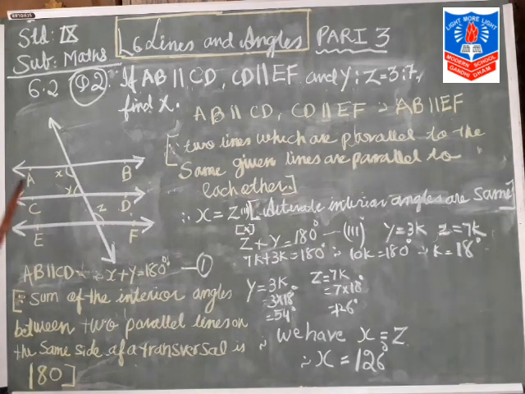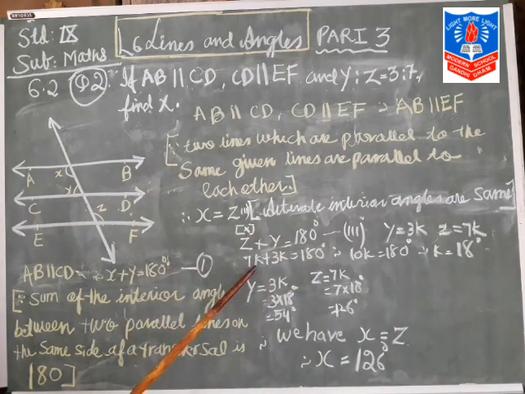So now we will write the first statement, x plus y. Instead of x, we will write z. Here again I will repeat. First statement, what is given? x plus y equals 180. And here we are writing x equals z. Instead of x, I will write z plus y equals 180.